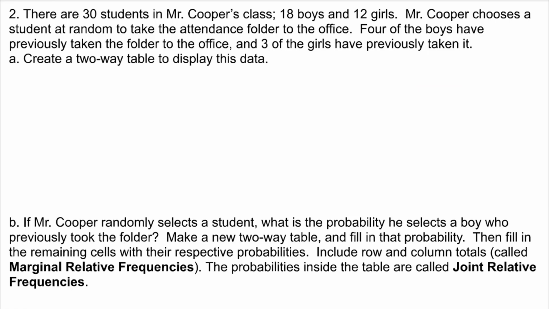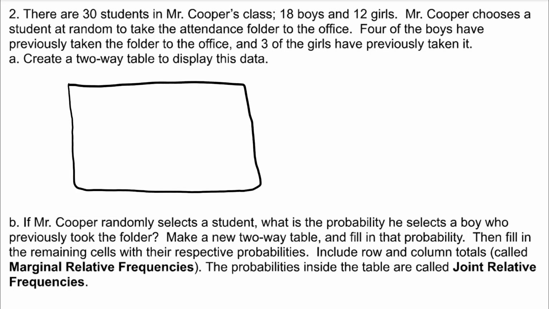Number 2, there are 30 students in Mr. Cooper's class. 18 of them are boys and 12 of them are girls. Mr. Cooper chooses a student at random to take the attendance folder to the office. 4 of the boys have previously taken the folder to the office and 3 of the girls have previously taken it. Create a two-way table to display this data.